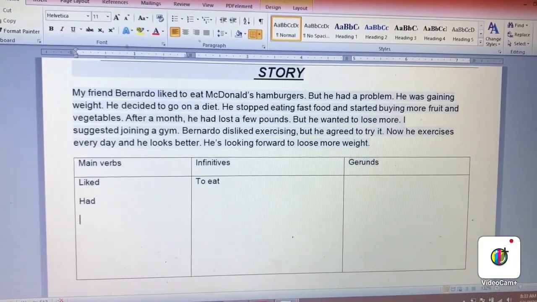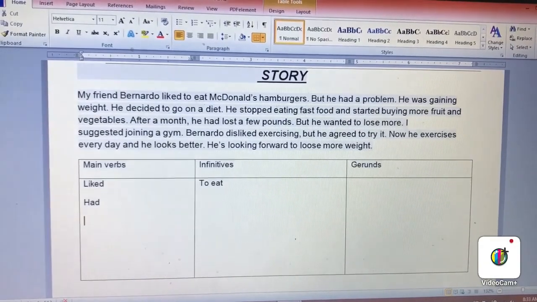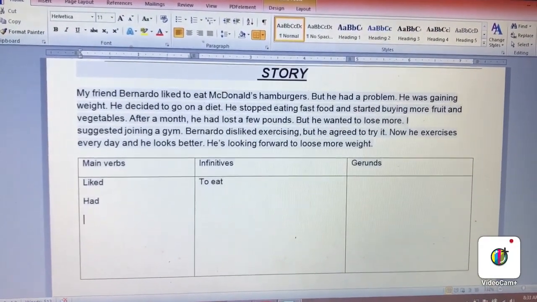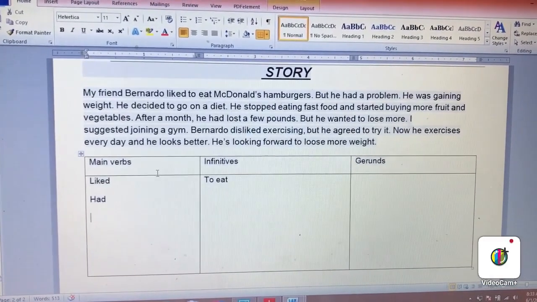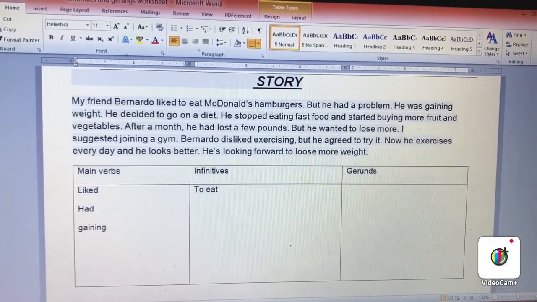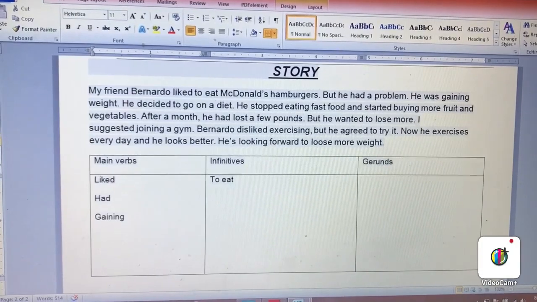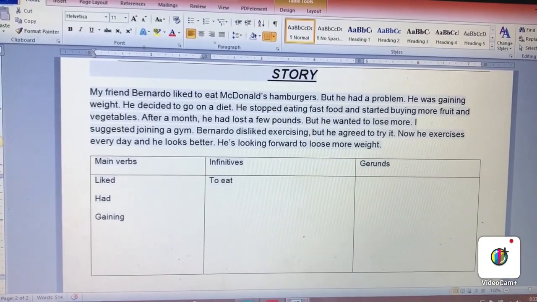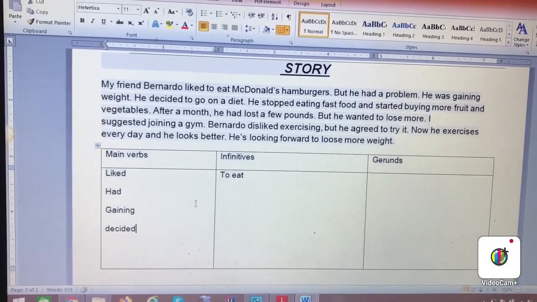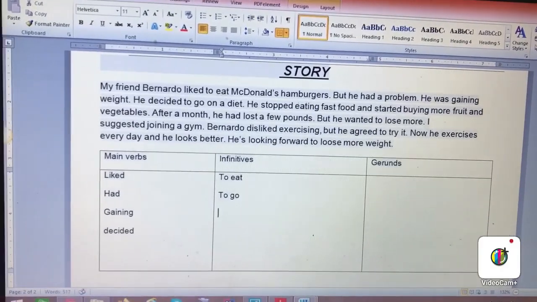He was gaining weight. Now this is a continuous sentence, a past continuous sentence, and gaining here is not a gerund. Keep this in mind. Gaining is acting here as a verb, main verb in a continuous tense. He decided to go on a diet. Here, decided is the main verb and to go is an infinitive.